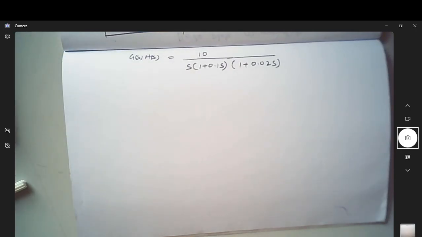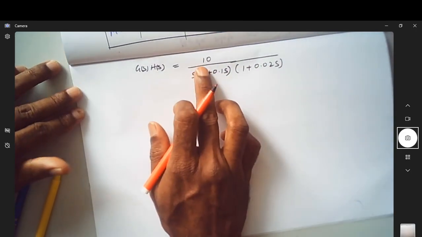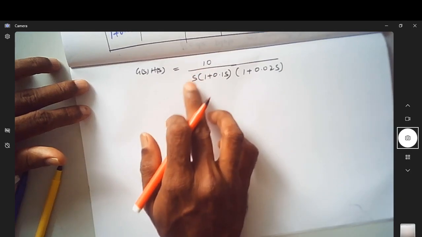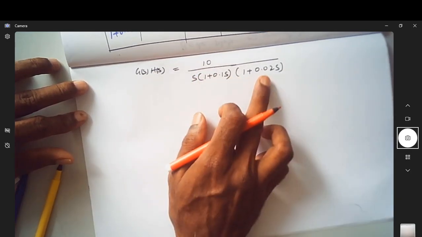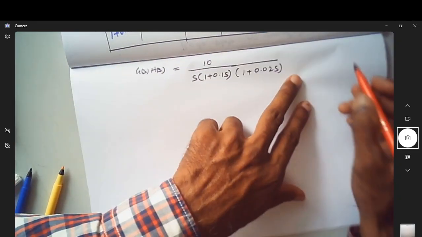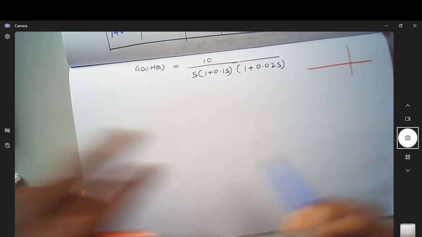Hi students, let us try to plot the Bode plot for this particular transfer function. Here we have a constant term of 10 and we have a pole at the origin, a pole at minus 10, and a pole at minus 50. So this is the location of poles, and of course there are no zeros.